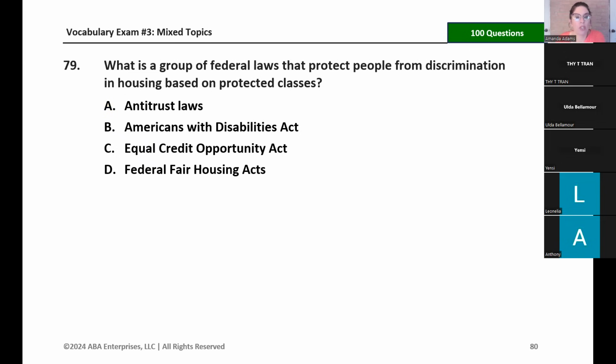Number 79, what is a group of federal laws that protect people from discrimination in housing based on protected classes?